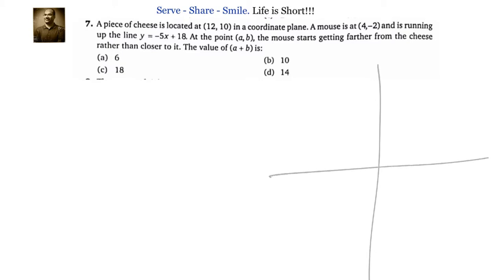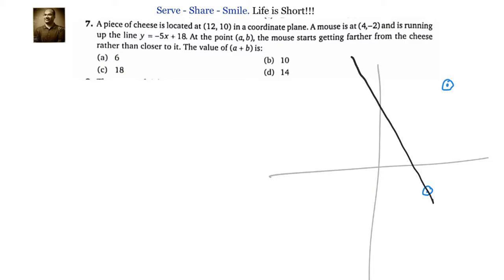We'll identify those points, (12, 10) and (4, -2). The mouse is running up the line y = -5x + 18, so the line is given by 5x + y = 18. Now at the point (a, b), the mouse starts getting farther from the cheese rather than closer to it. The value of a + b equals how much?